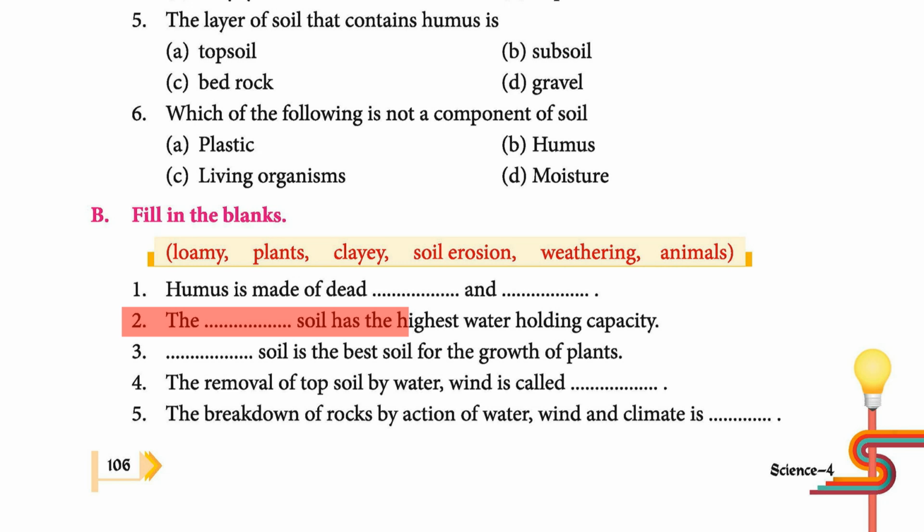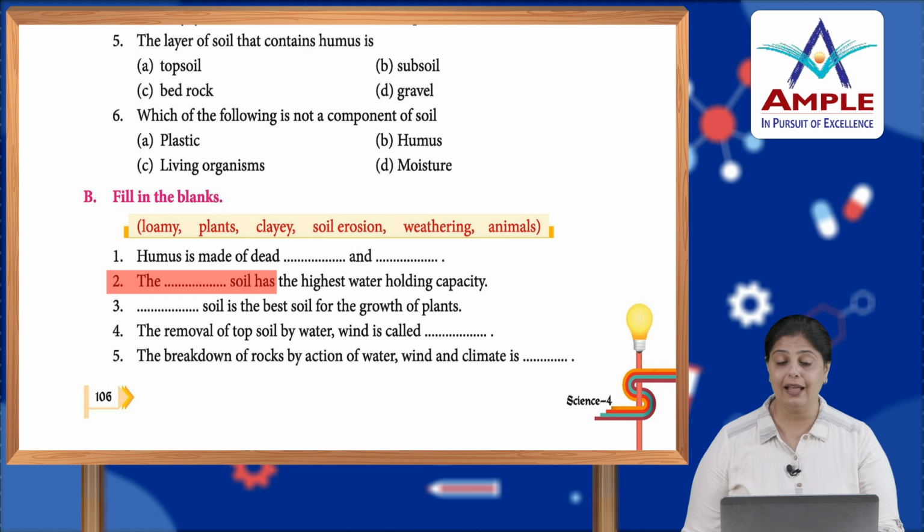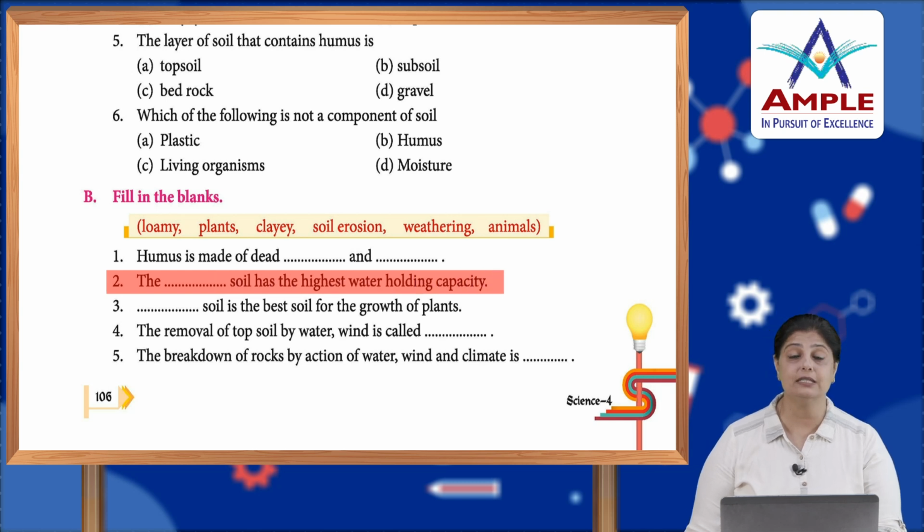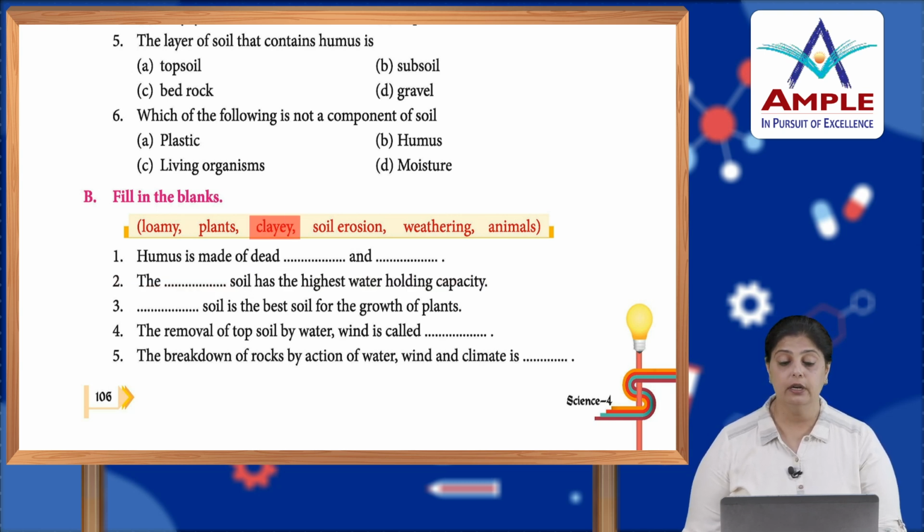The dash soil has the highest water holding capacity. Which soil has the highest of it? It is the loamy soil. Okay, the dash soil has the highest water holding capacity. It is the clay soil. Dash soil is the best for the growth of plants, loamy soil. The removal of topsoil by water is called soil erosion. The breakdown of rocks by action of water, wind and climate is weathering.